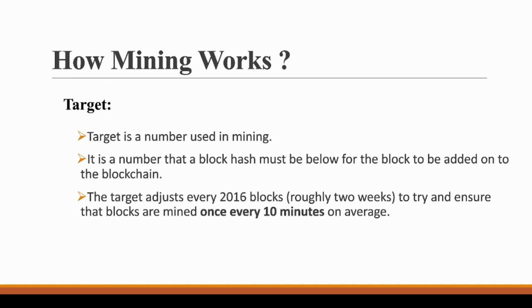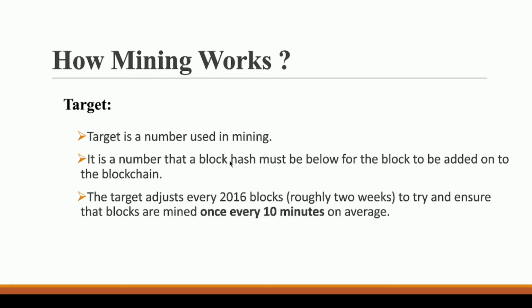Now, what is target? So target is a number used in mining, which we will see how and why. It is a number that the block hash must be below for the block to be added onto the blockchain. Now, what do I mean by this? In the previous video, we have seen that nonce is a number that can be controlled by the miners, and when the nonce of a particular block is changed, the hash of that block is also changed, because nonce is also being added as an input to our SHA-256 algorithm. And when we change the nonce, we are changing the input to our SHA-256 algorithm, so the output that we get, that is the block hash, also changes, right?